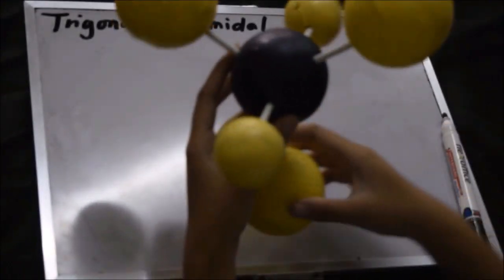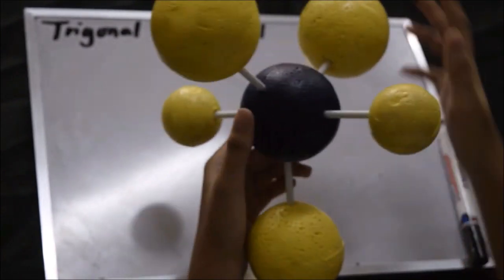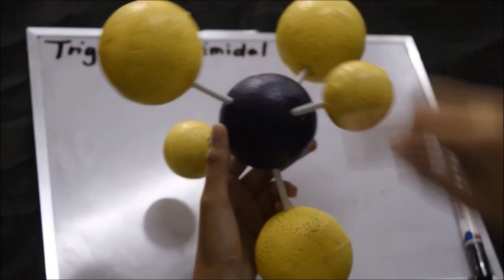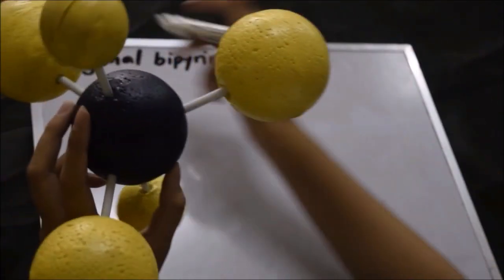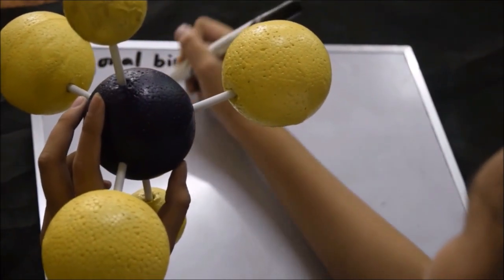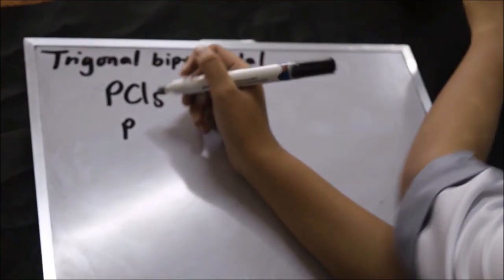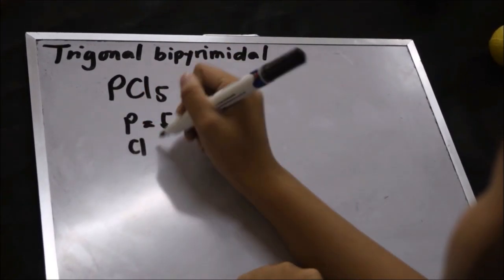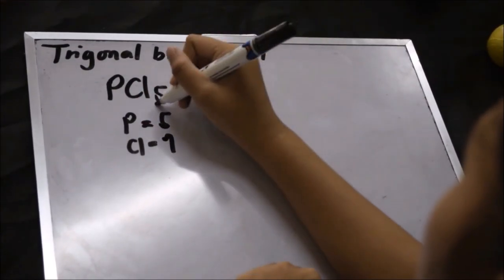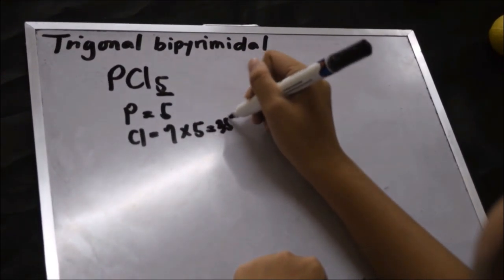A trigonal bipyramidal structure consists of two axial atoms and three equatorial atoms, which is a total of 5 atoms. An example of a trigonal bipyramidal is phosphorus pentachloride, or PCl5. The valence electron of phosphorus is 5, while chlorine is 7. Multiply 7 by 5 because it is a pentachloride, so it equals 35.